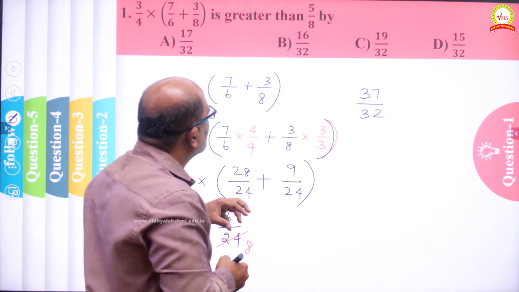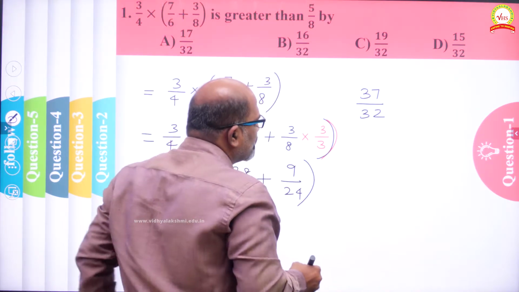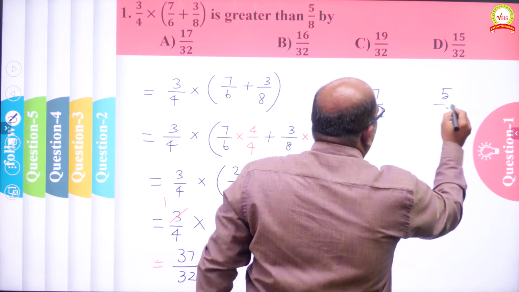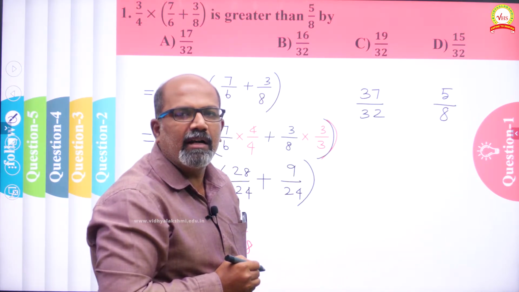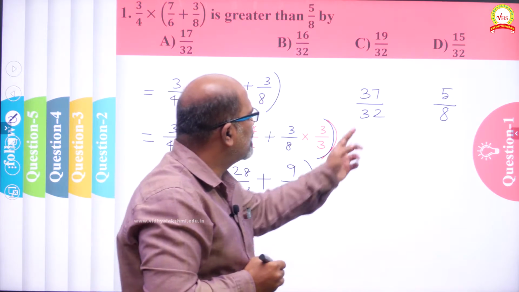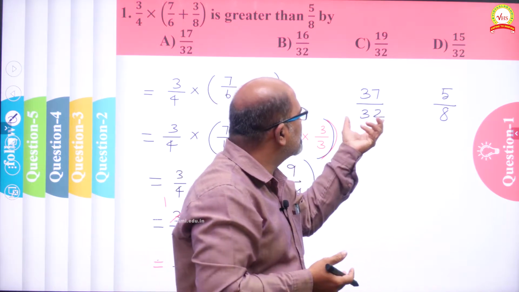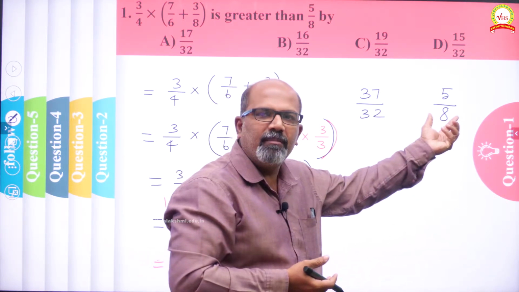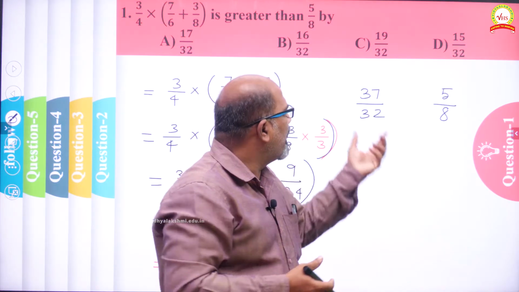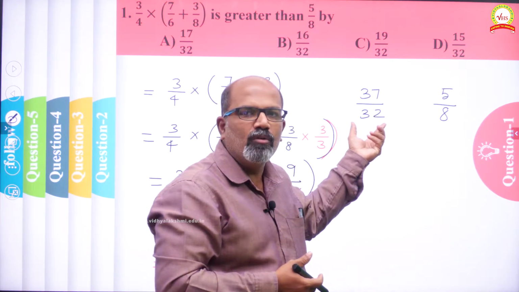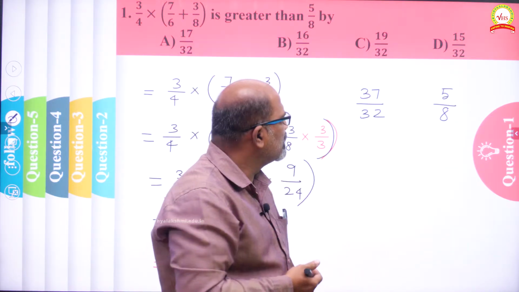And I want to compare by how much this is greater than this 5 by 8. So another rational number is given as 5 by 8. But you know one thing, I cannot compare here, because these two fractions have different denominators. I cannot find by how much this fraction is greater than 5 by 8. For to compare or to find by how much this 37 by 32 is greater than this 5 by 8, I want to make the denominator the same.